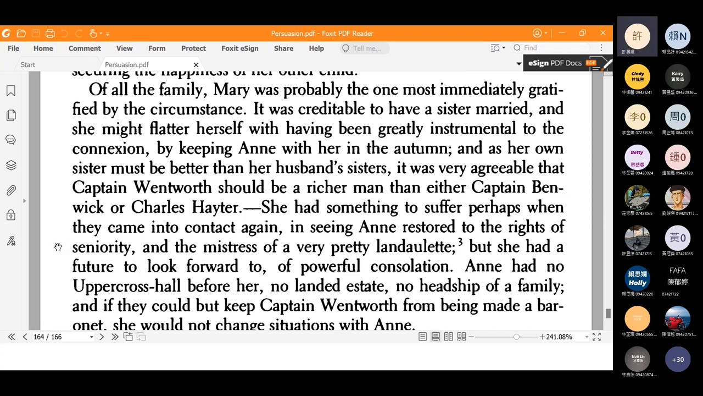She's mostly happy, but there's one thing that makes her slightly unhappy, in that Anne is restored to the rights of seniority. Now that Anne is the woman of her own household, she is no longer treated as a worthless sister. And so now that Anne is elevated, 被提起, Mary is, in comparison, lowered. 因为知道 Mary很喜欢比较嘛, 所以Anne一旦就是提升了, Mary自己就觉得她被贬低了。So that's the one thing that makes Mary unhappy, but everything else she thinks is a good match between Anne and Wentworth. Who else do we have?